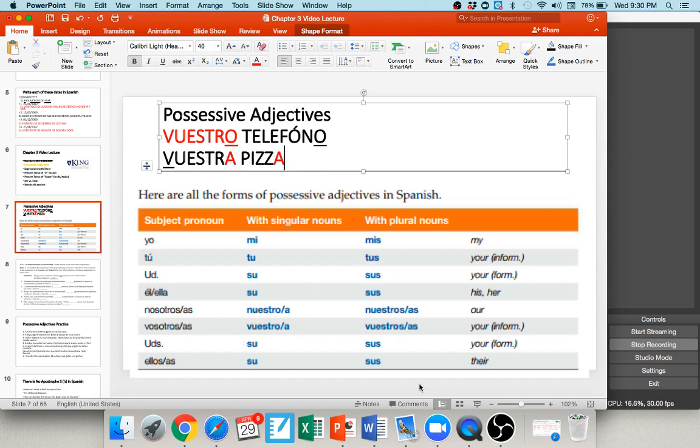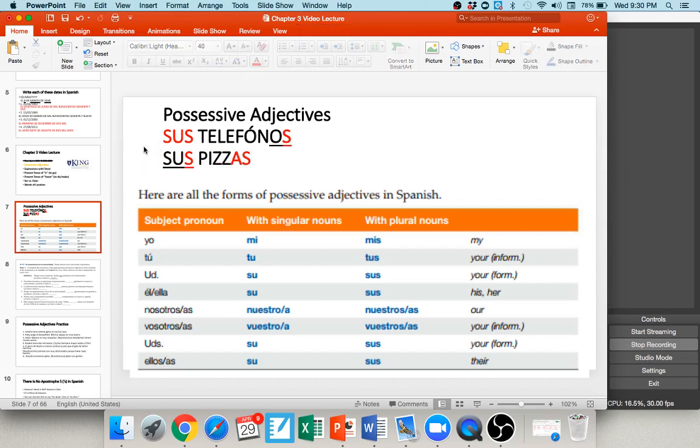And then same thing with theirs. So their phone, su teléfono. Their phones, sus teléfonos. Their pizza, su pizza. Their pizzas, plural, sus pizzas. They all have to agree in gender and in number.